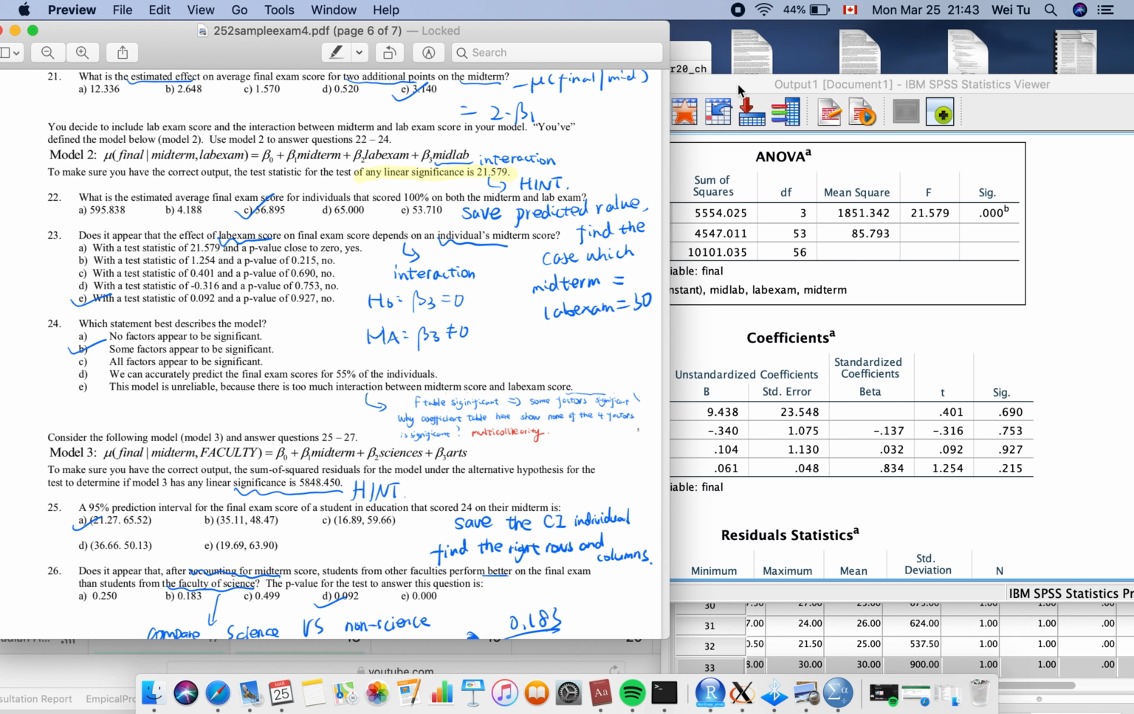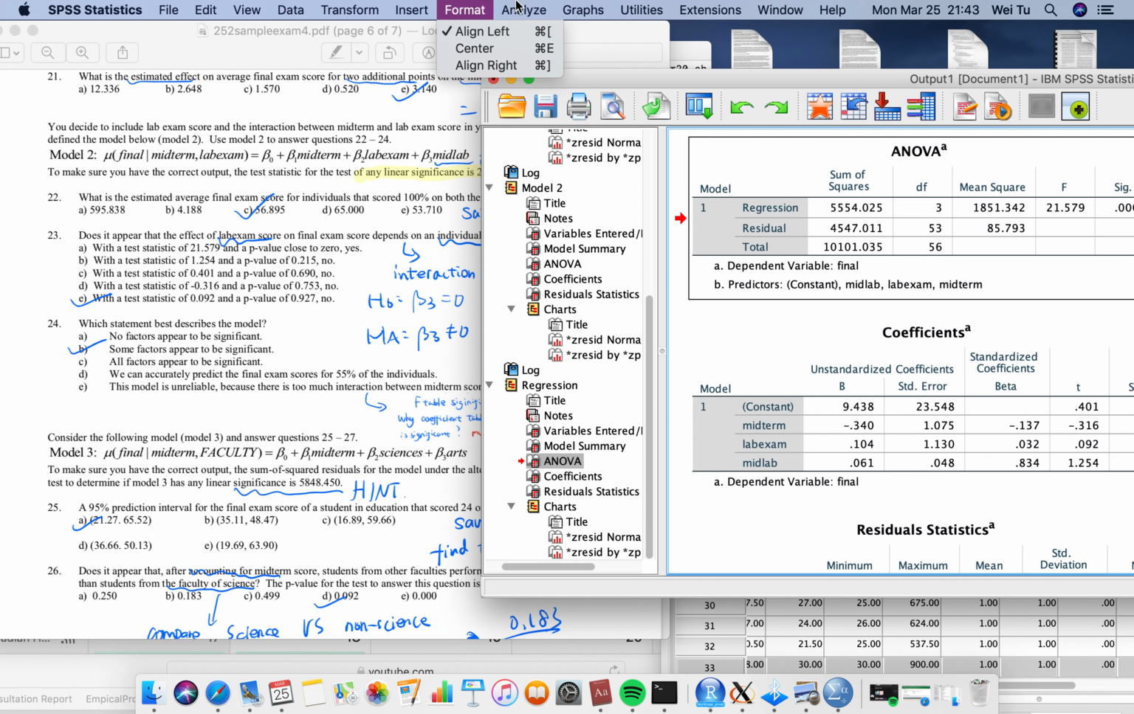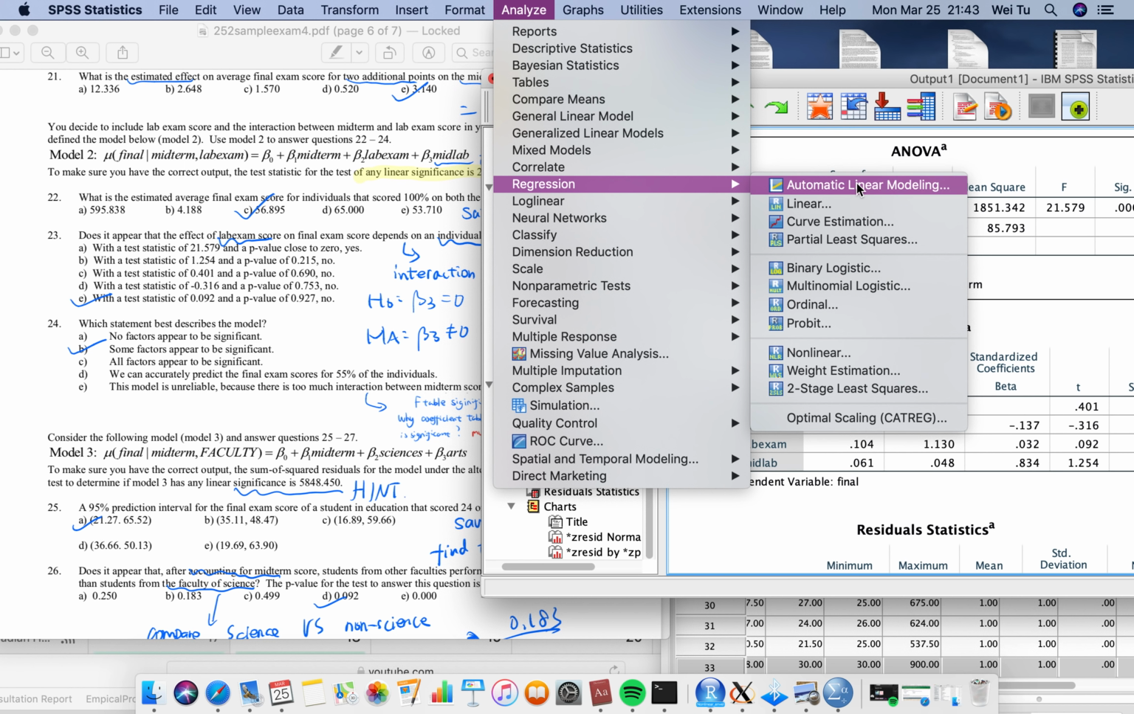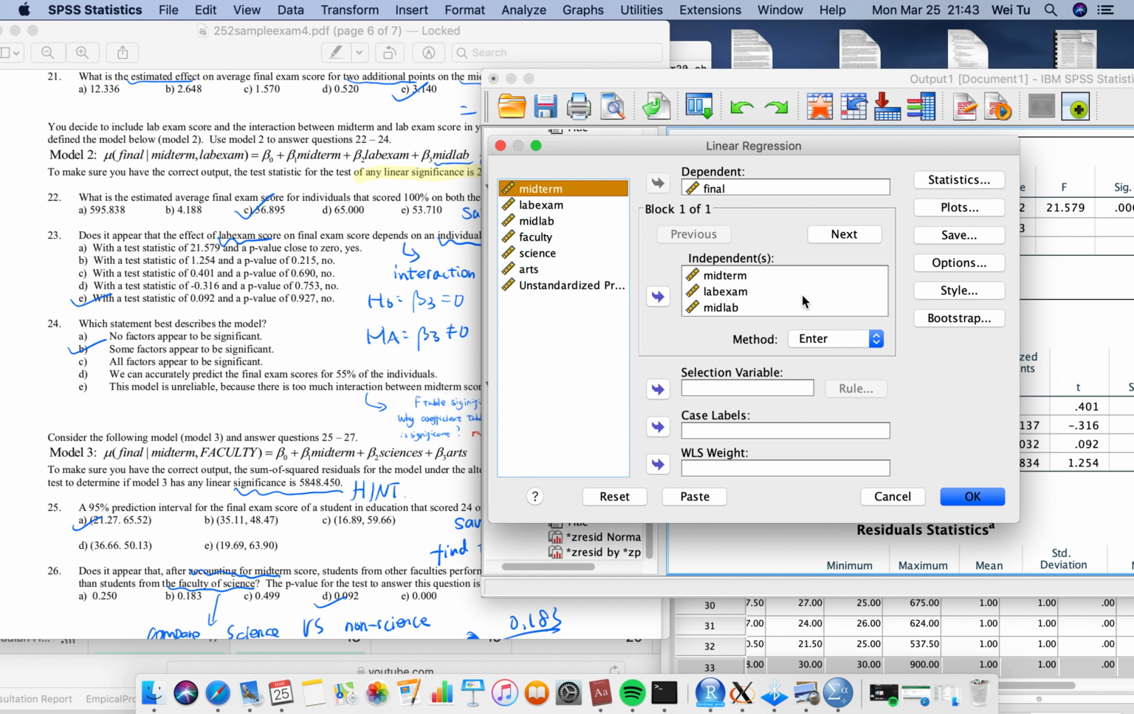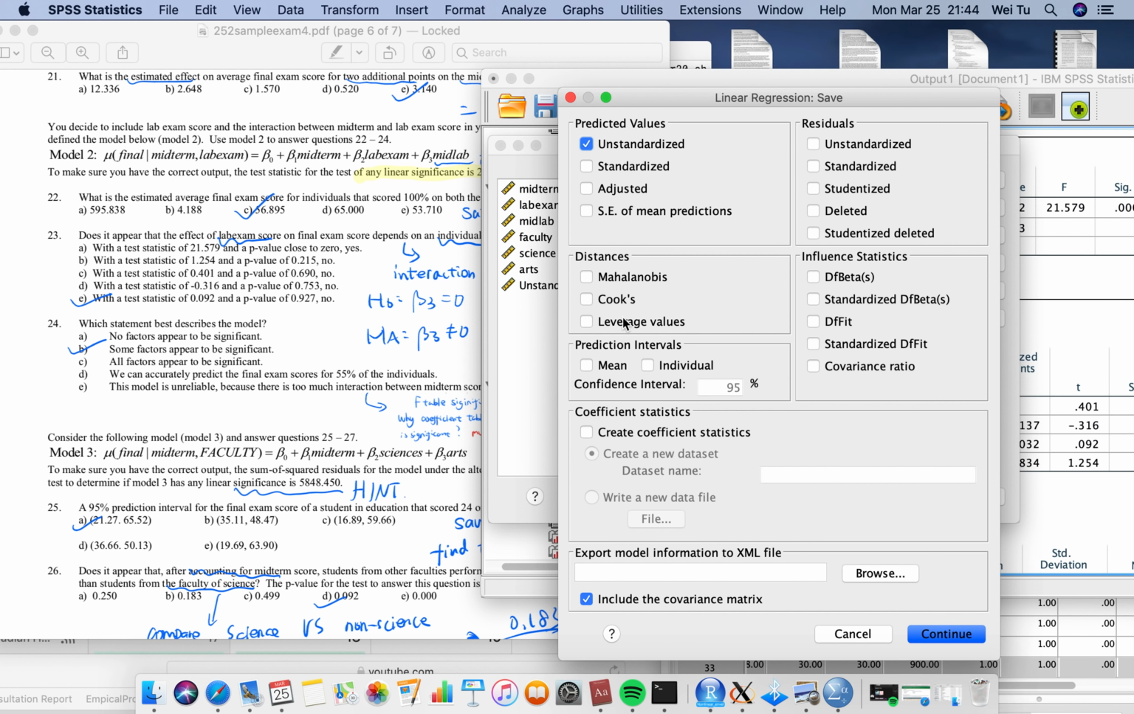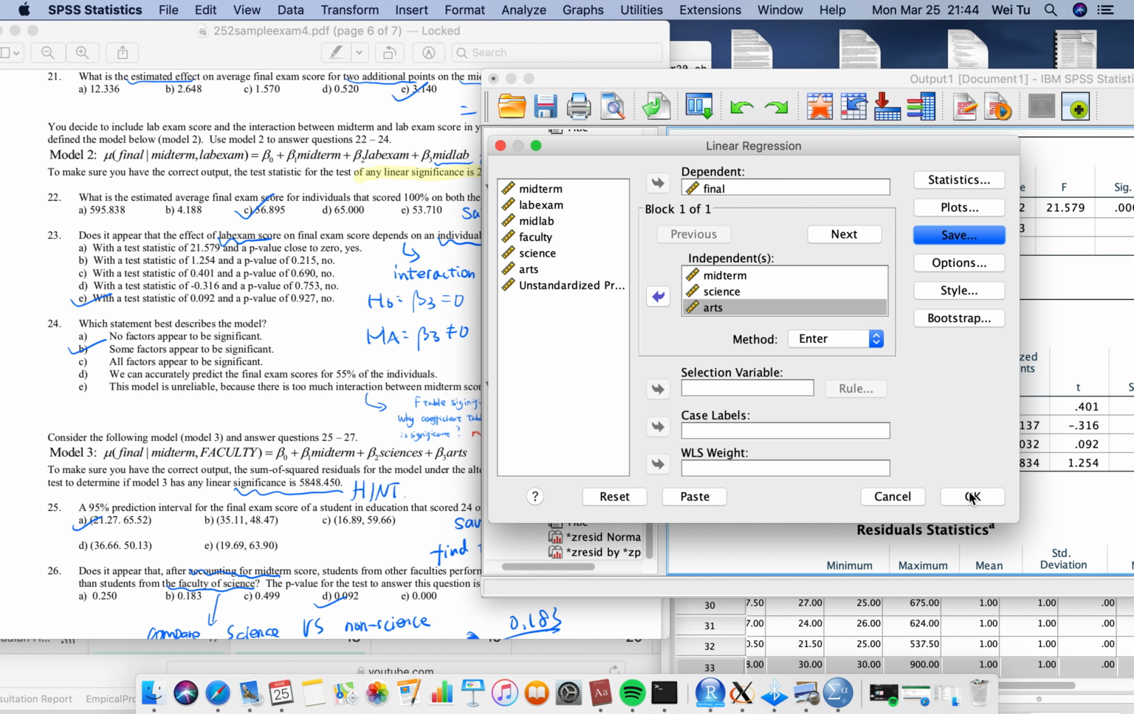Okay, the last model, model 3. Let's do Analyze, Regression, Linear Regression. We're going to consider midterm, so no lab and no interaction, but instead we're going to consider the two faculty, science and art. Let's continue. Question 25 asked for the prediction interval. So I'm going to save both the confidence interval and prediction interval. This is CI, this is PI. I'm just going to save both of them. Continue, and then OK.